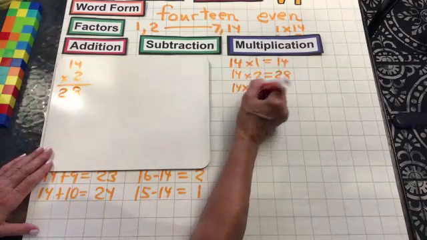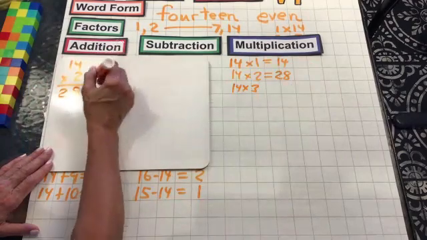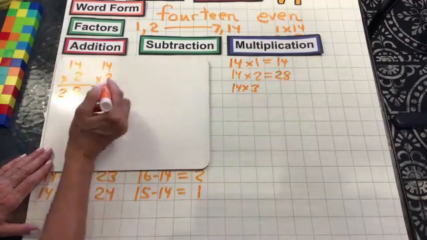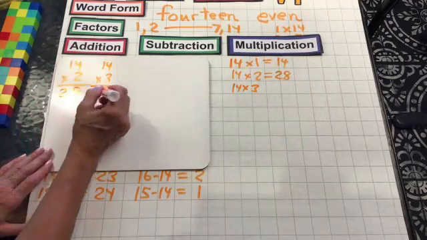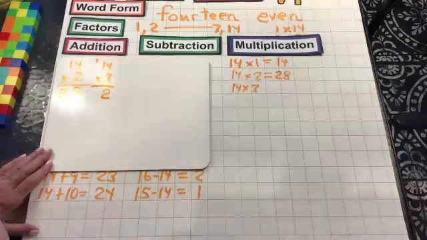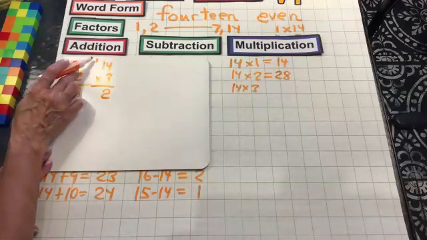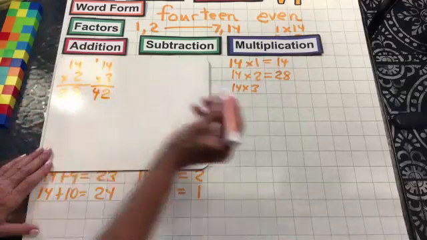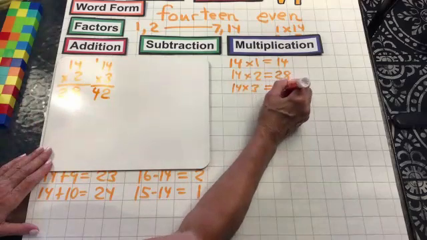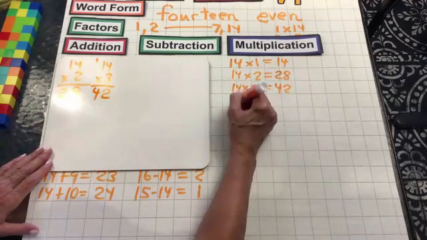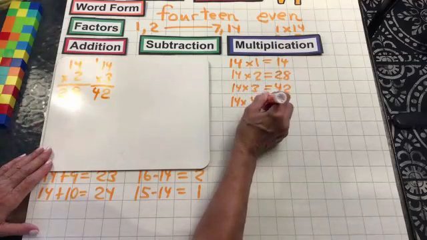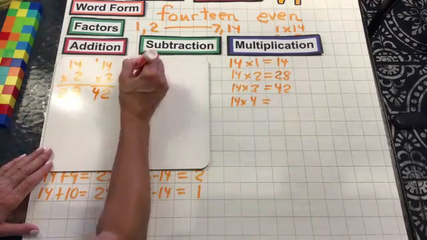14 times 3 is next. So we're going to put 14 times 3. 3 times 4 is 12. Drop the 2, carry the 1. 3 times 1 is 3, plus that 1 is 4. So 3 14s equal 42. Going to do 4 14s.